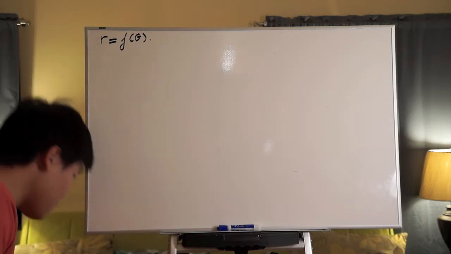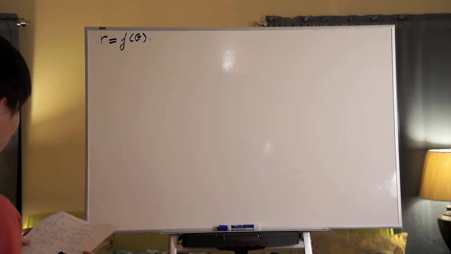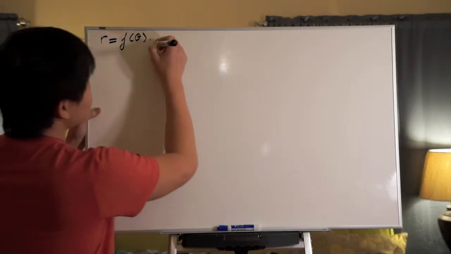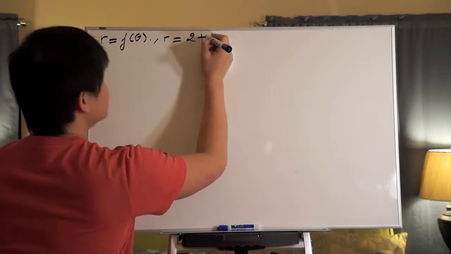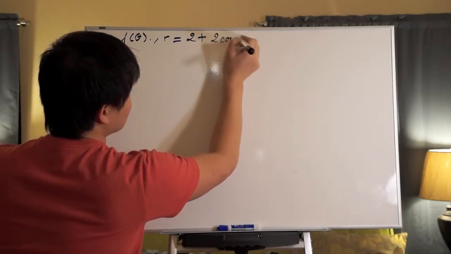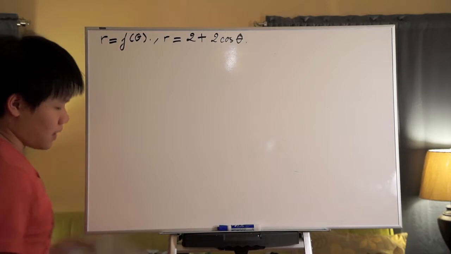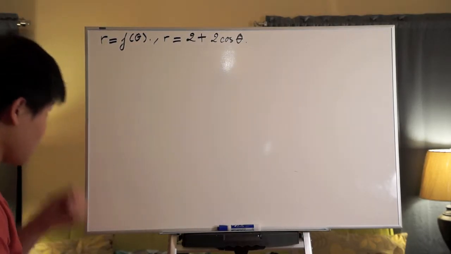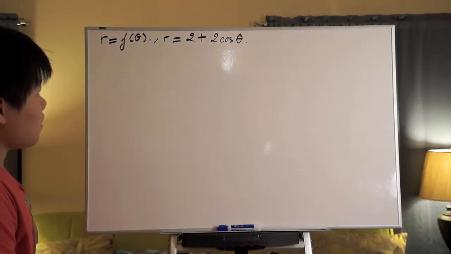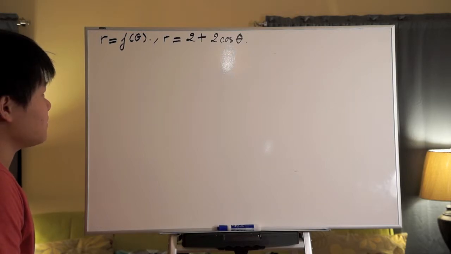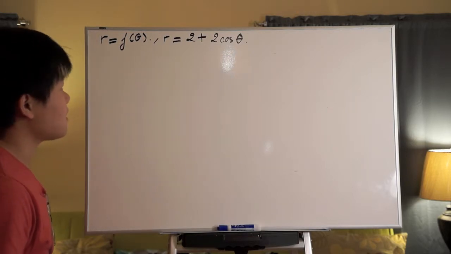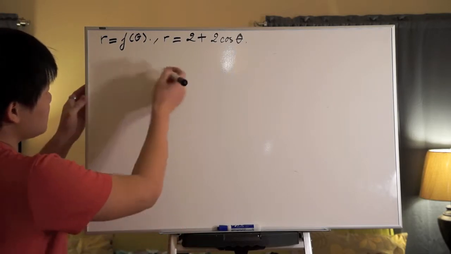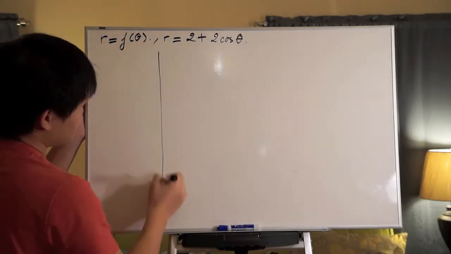So let's have an example. Here we have an example, r equals 2 plus cosine theta. So how do we even start with this one? Well, we always start with a coordinate first, right? Because anything starts with a coordinate, we define the coordinate. So let's have the coordinate.